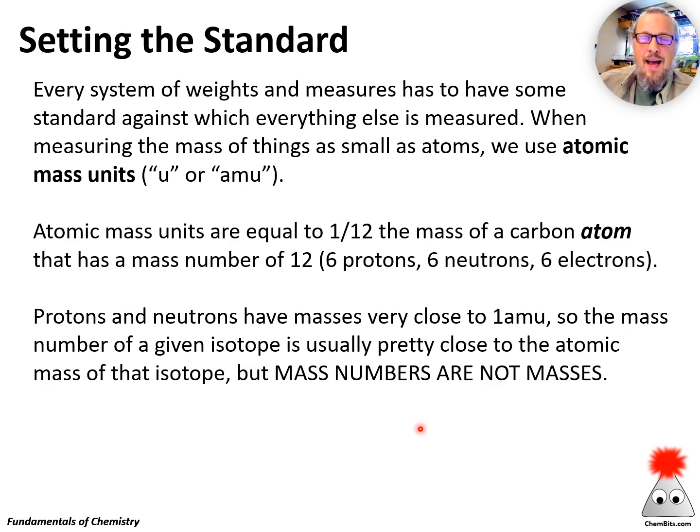When we're looking at masses of individual subatomic particles, protons and neutrons have masses that are very close to 1 AMU. So when we look at the mass of an atom, we'll find that it's very often very close to the mass number of an atom. But remember, mass is not mass number, and mass number is not mass. They're two slightly different things.